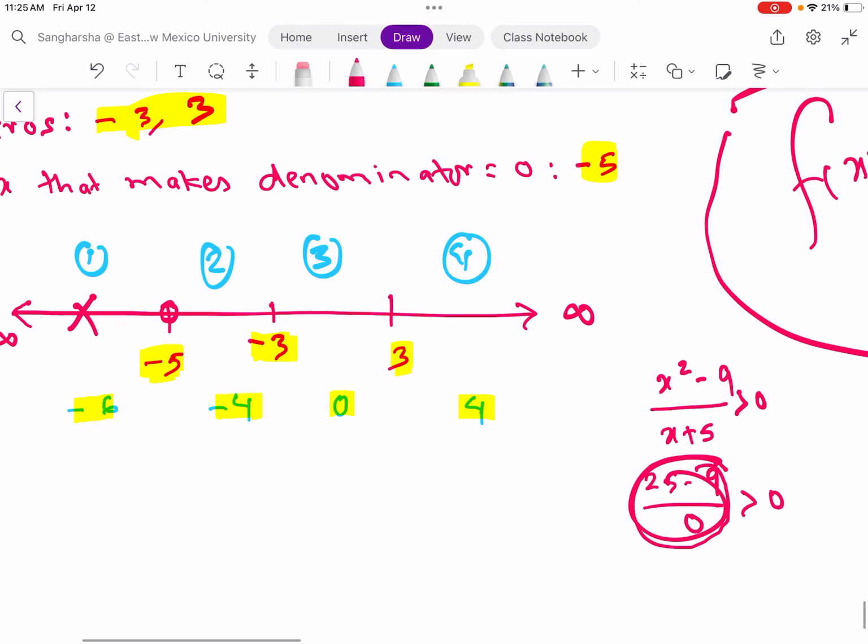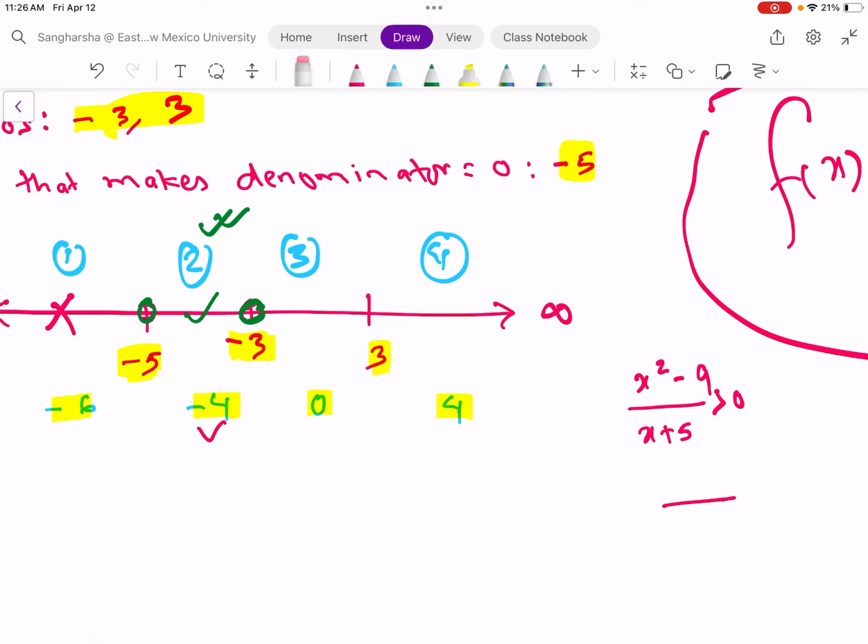Now let's check for 0. Is 0 a solution for this inequality? So you substitute 0 for every x. 0 squared, 0 minus 9, divided by 0 plus 5, 5, greater than 0. -9 divided by 5 is greater than 0. That's false, right? We have a negative number. So this interval is not a solution.